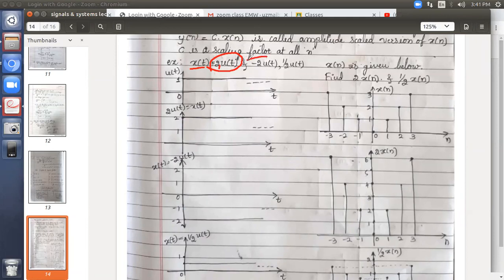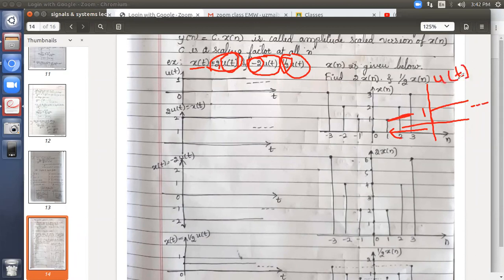You can see x of t is equal to minus 2 into u of t. So what is the scaling factor? It is minus 2. And one more example, half of u of t, wherein half, 0.5, is the scaling factor. And the u of t, you know how to draw u of t. So what is the definition of u of t? Any signal which is present for t greater than or equal to 0, and that too with amplitude 1. And for the left side, we don't have any amplitude, it is 0. So this signal is called u of t.